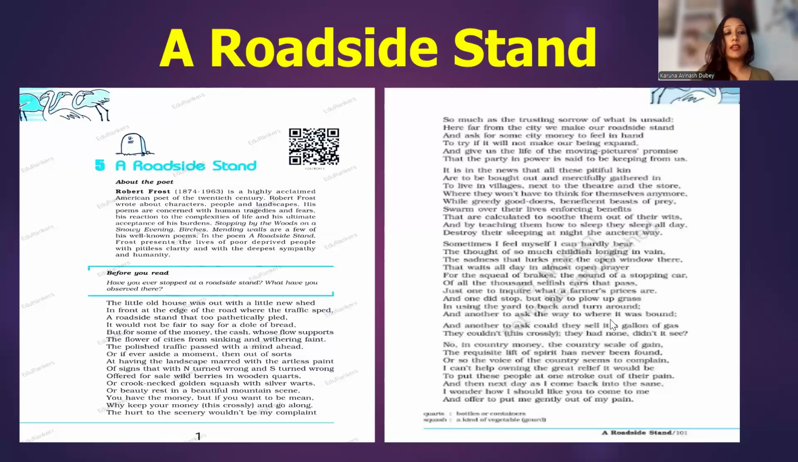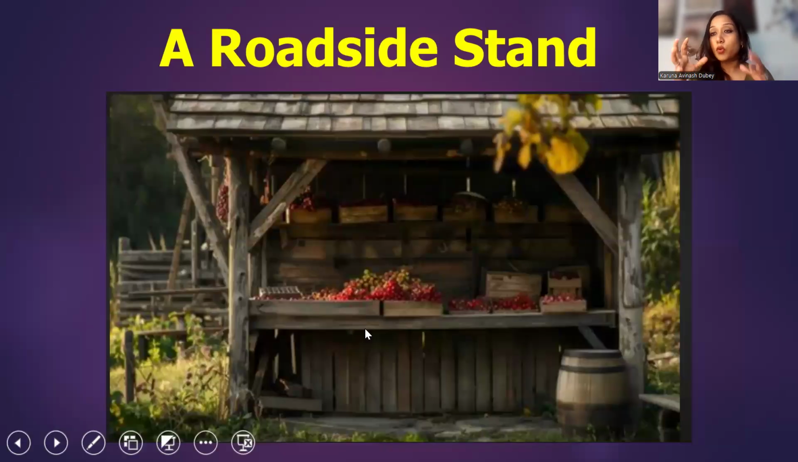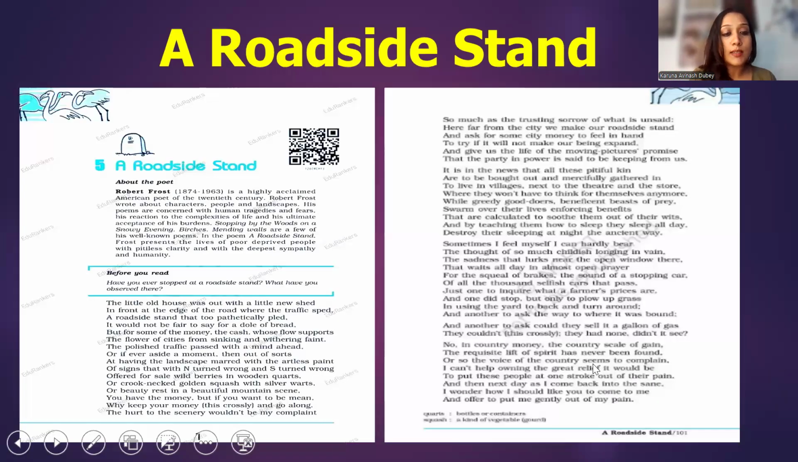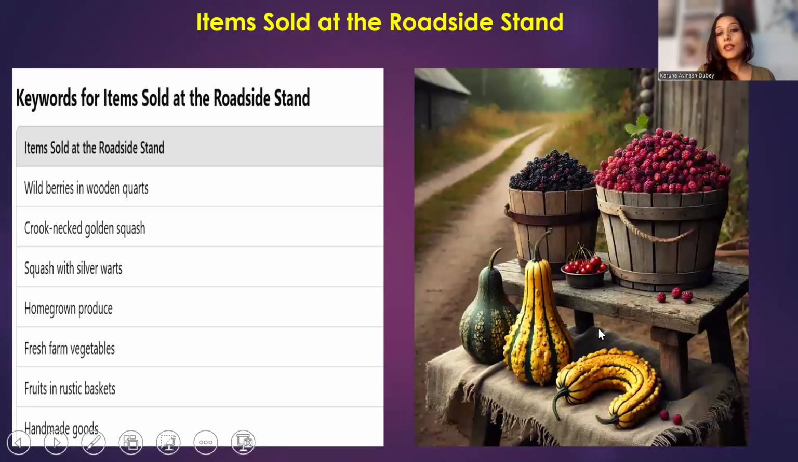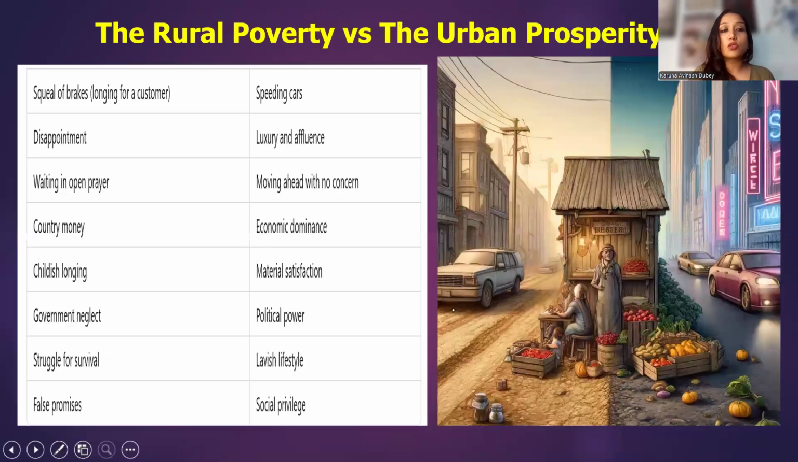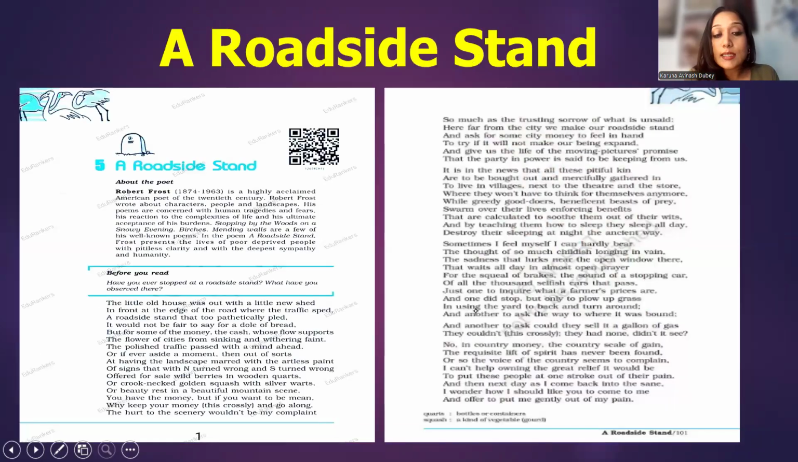So what are they offering? They are again offering berries. I have a picture of these berries in the wooden containers. They are offering berries in wooden containers, or crook-neck squash with a silver watch. So what is a squash? This is a squash, and these are berries. They sell berries in wooden containers, or crook-necked squash, the bent neck is what they're talking about. So they are selling produce, berries in wooden containers and crook-neck squash. Or a beauty rest in a beautiful mountain scene. And they have also probably set up paintings of a beautiful scene.